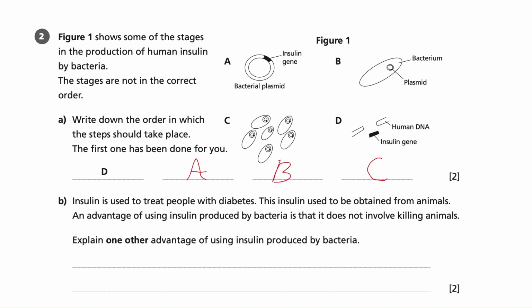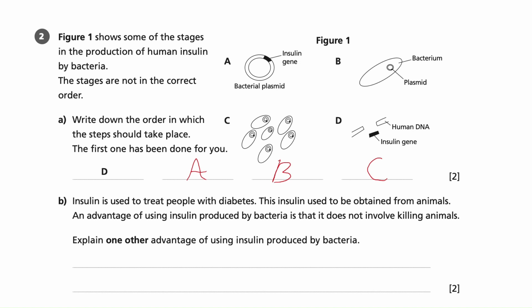For part B, we're told that insulin is used to treat people with diabetes. This insulin used to be obtained from animals. An advantage of using insulin produced by bacteria is that it does not involve killing animals. Explain one other advantage of using insulin produced by bacteria.